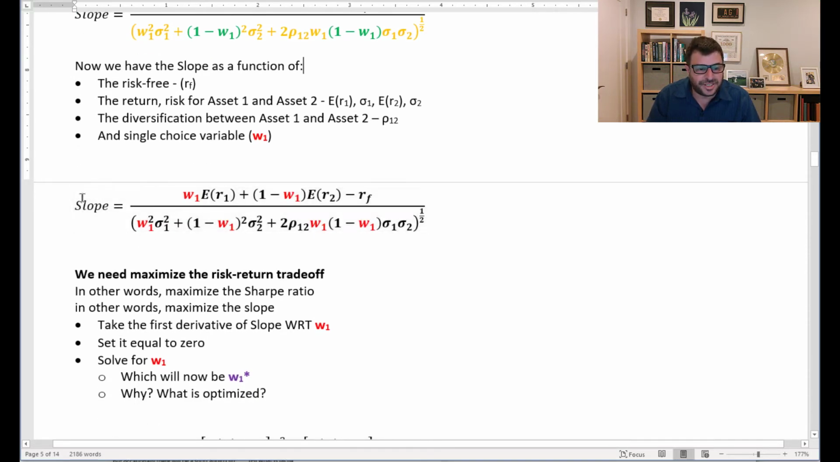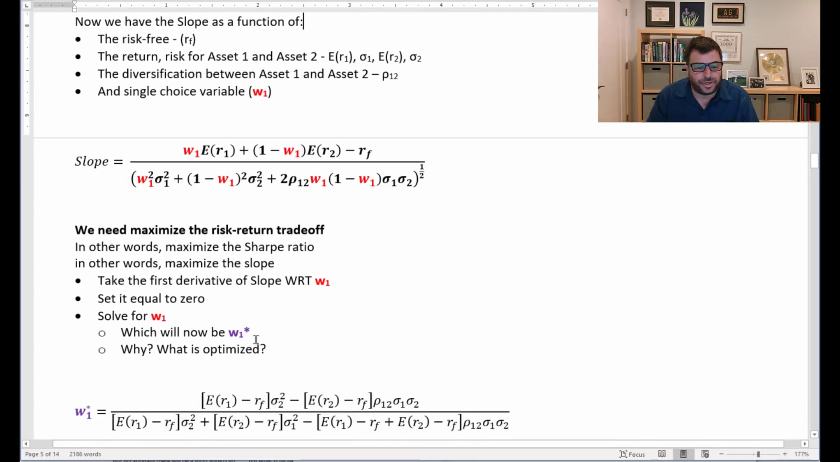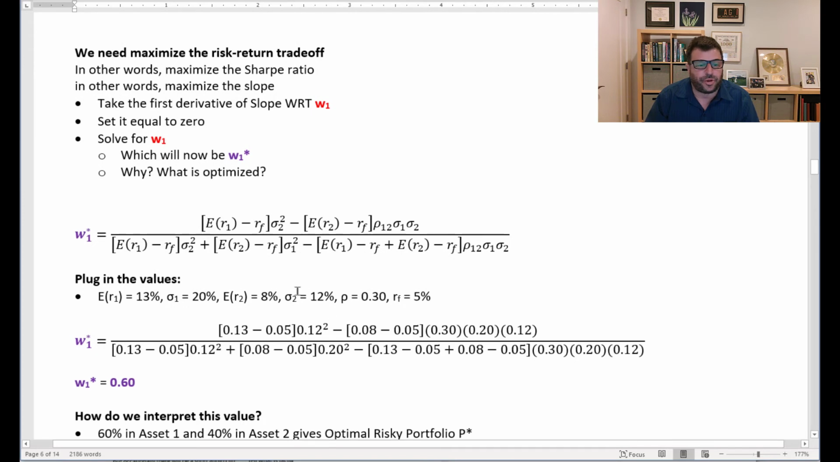And so to make this as big as possible, to find the W1, which is what we get to choose, we take the first derivative of this equation with respect to W1, set it equal to 0, and then solve for the W1, which will now be W1 star. And I'm not going to do it because it's a bunch of awful algebra and calculus, and we can take the second derivative to show that this is really a maximum, and again I'm not going to do that, but this is what we get, and we get this awful equation.